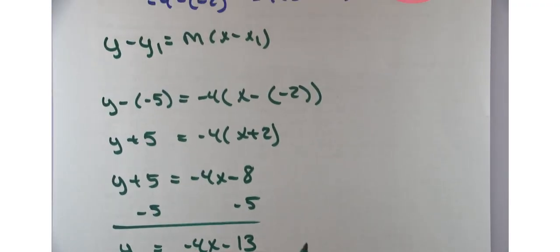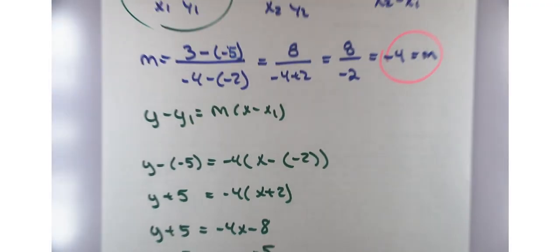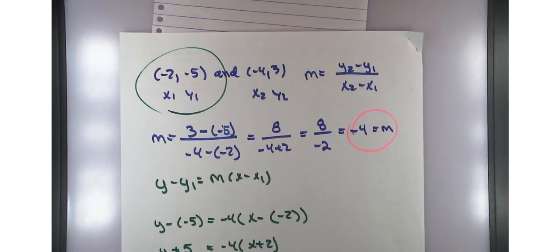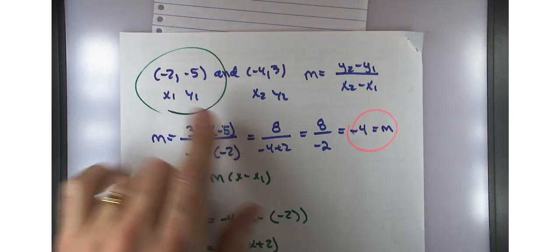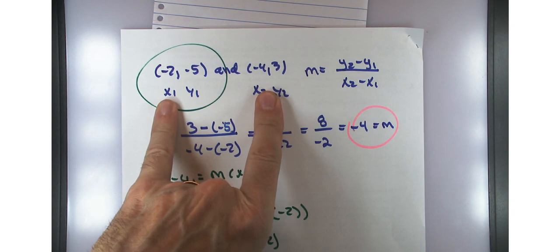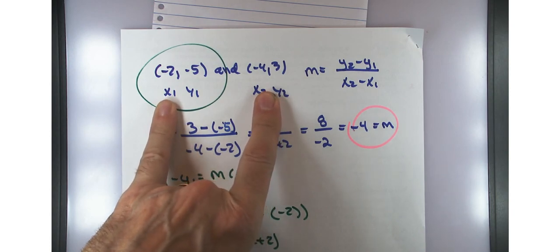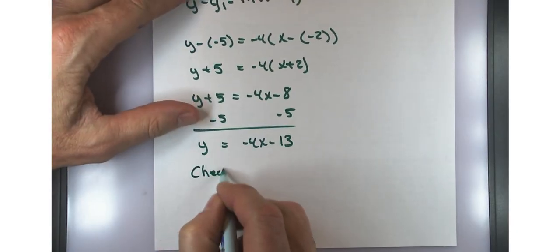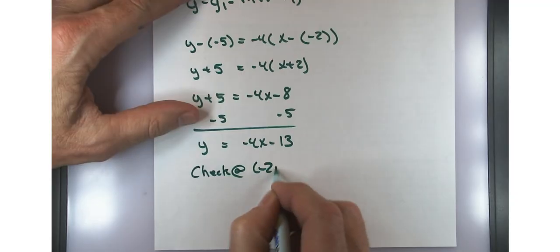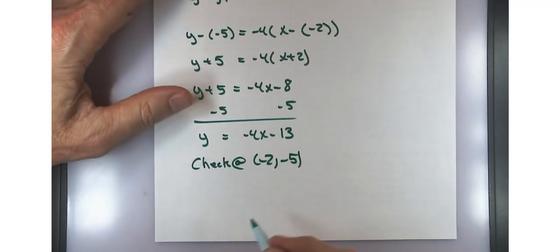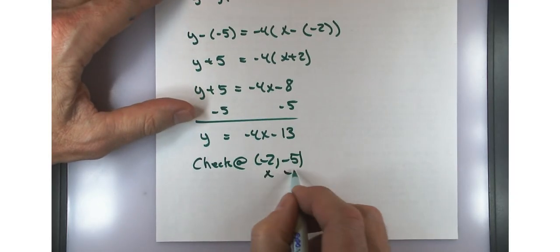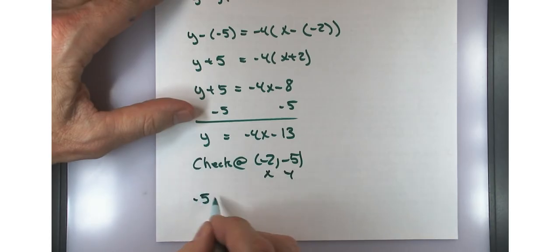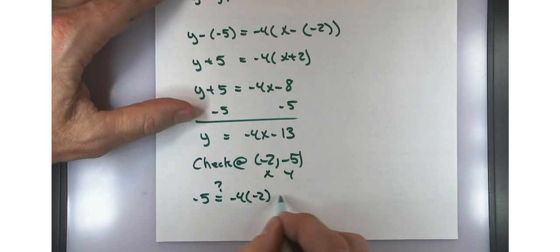I got a couple answers, but I'm not hearing anything distinct yet. Well, my line is supposed to pass through both of these numbers, right? Let's see if it works. If I put in a -2 here, so check at -2, -5, well, that's my x and that's my y. So does -5 equal -4 times -2 minus 13?